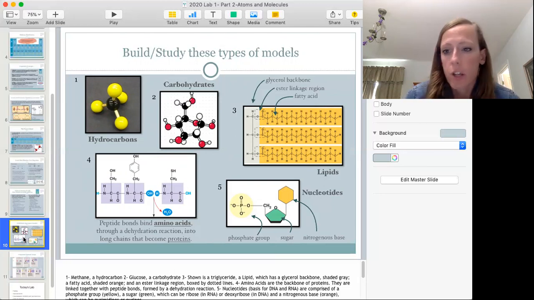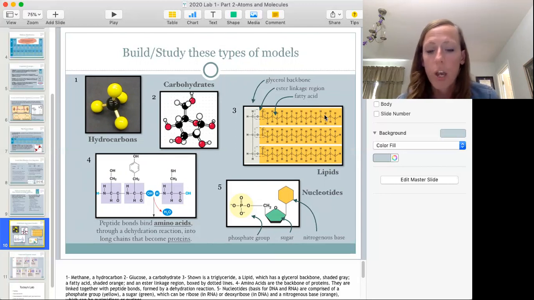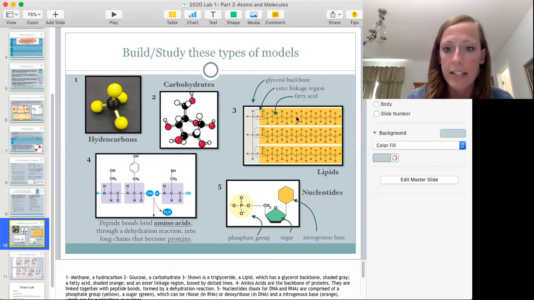Carbohydrates, like glucose, have carbon, hydrogen, and oxygen, okay? And that's shown here in the second picture, okay? And then the third picture is showing a triglyceride, which has a fatty acid tail, which is a really long carbon hydrogen tail, and a glycerol backbone. That glycerol backbone is linked to the fatty acid tail by an ester linkage region, okay?